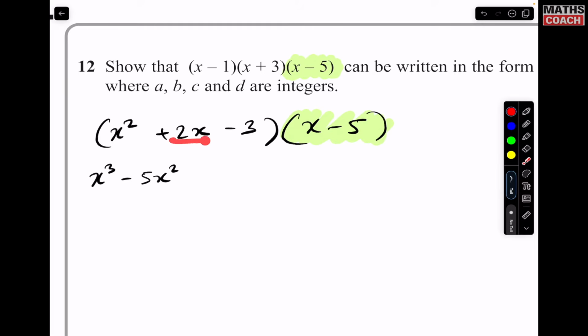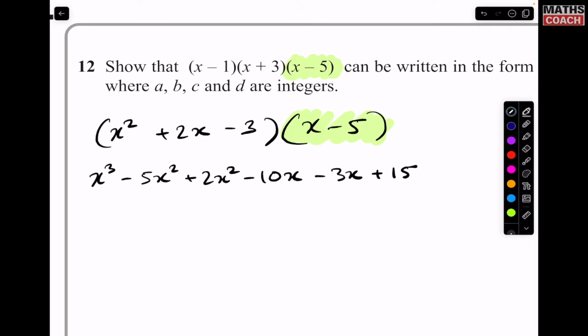And now we move on to the 2. So we do 2 times that. So 2 times x is 2x squared. 2 times minus 5 is minus 10x. Now we move on to the 3. So minus 3 times x is minus 3x. Minus 3 times minus 5 is plus 15.